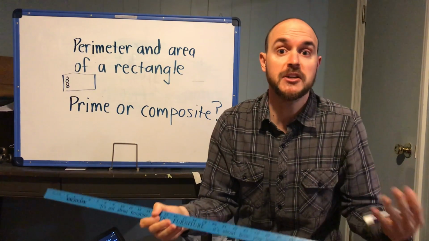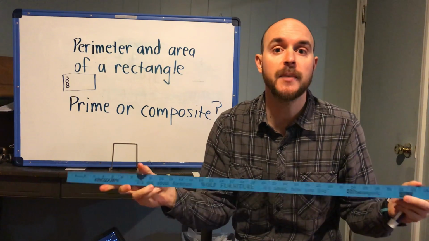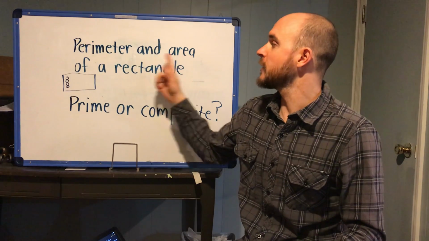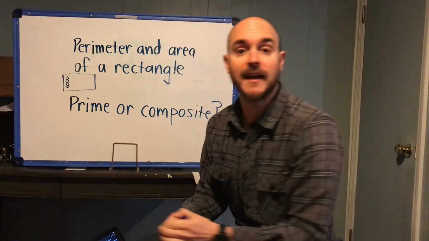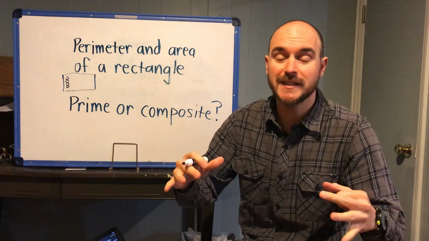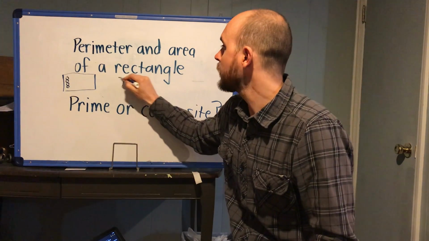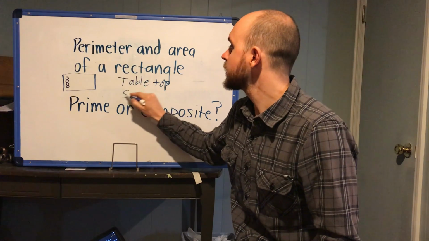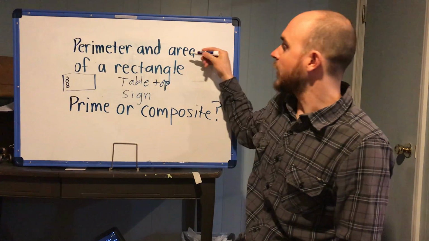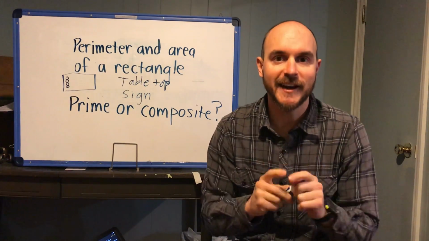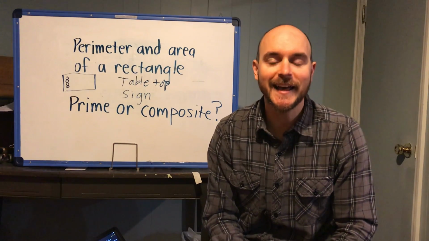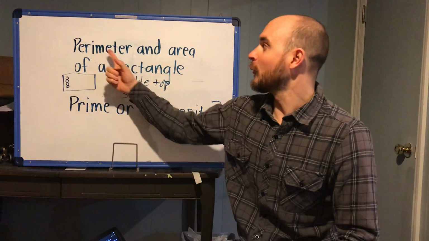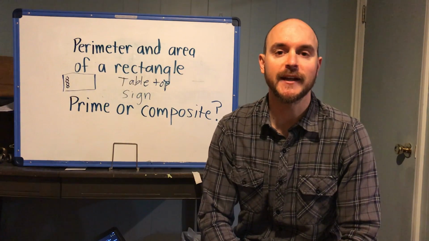You'll want to think about inches, centimeters, meters. What's the best unit of measurement for you to use? Again, so you can find the perimeter and the area of a rectangle. So for your actual stand, which is probably a tabletop, and for the sign that you made, you want to find the perimeter and the area. Think carefully about the units, and I'll leave some information for you in the description below if you don't remember how to find perimeter and area.